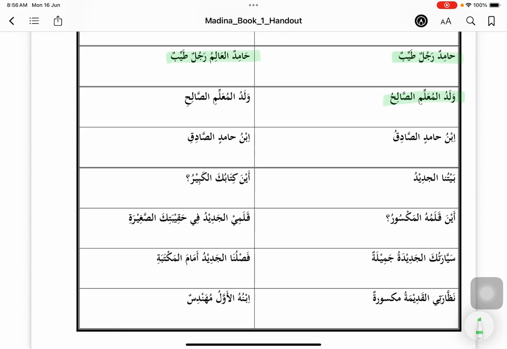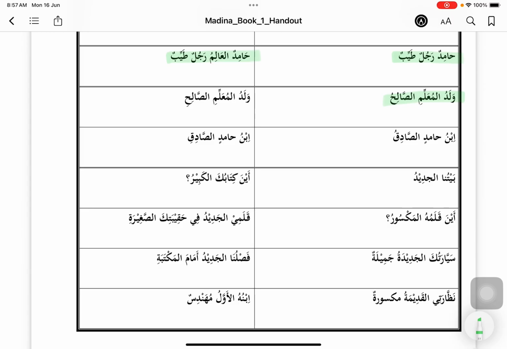Remember, waladu here is definite, but it is mudaf. So waladul muallimi is a mudaf and mudaf ilayhi relationship, the possessor and the thing possessed. Whose son? The son of al-muallim. So al-waladu is mudaf, it cannot take al. When we say waladul muallimi, we mean a particular son of the muallim. So it is definite, but it does not take al. We cannot put al before walad.